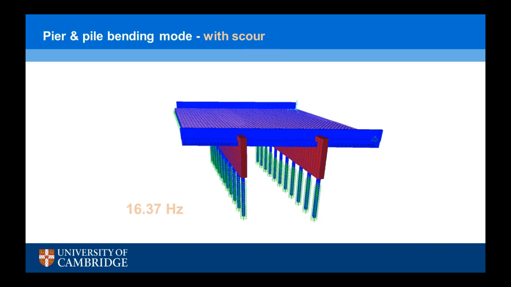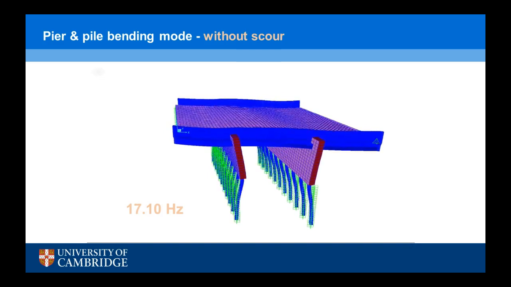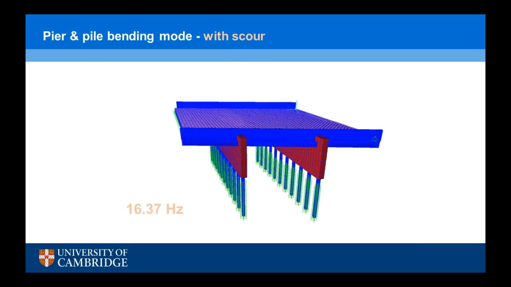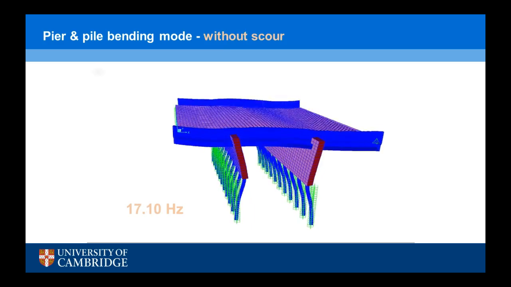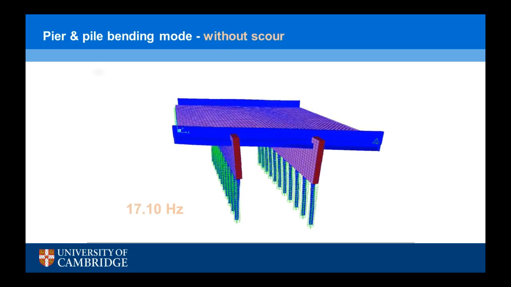With scour, our simulation showed that the natural frequency of the bending mode is 16.37 hertz, and it should go up to 17.1 hertz because of the repair program. So because of scour, we should see the reverse effect.